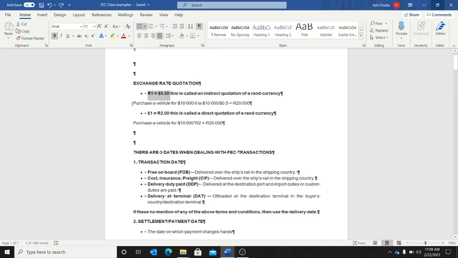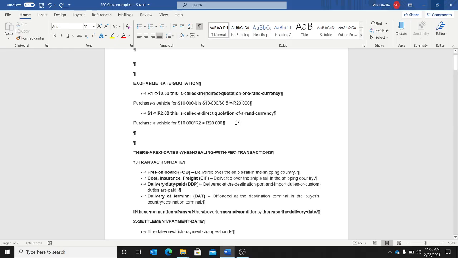If you purchase a vehicle for $10,000, you divide by 0.5, and it will give you 20,000. Let's say this was 0.20, and you'll do the same here. It's 20, and at 20 it will give us 50,000, isn't it? Now, right, that one is called an indirect. You divide when you are dealing with an indirect. Okay, indirect, this one you divide.